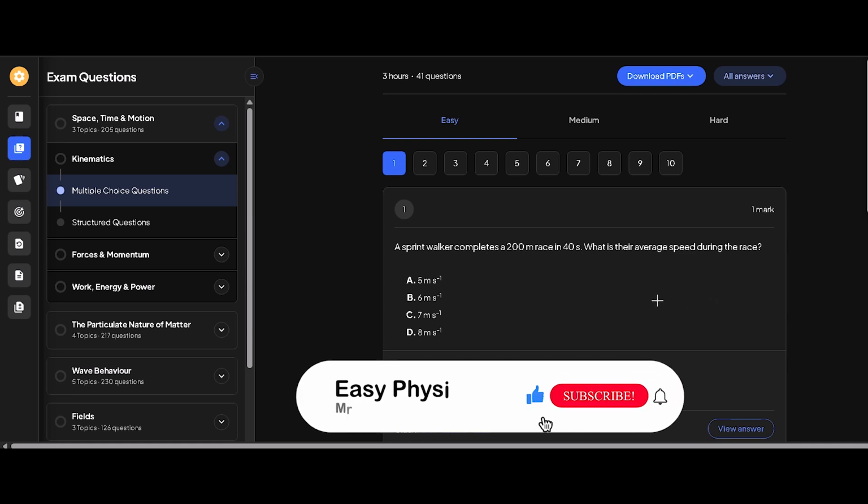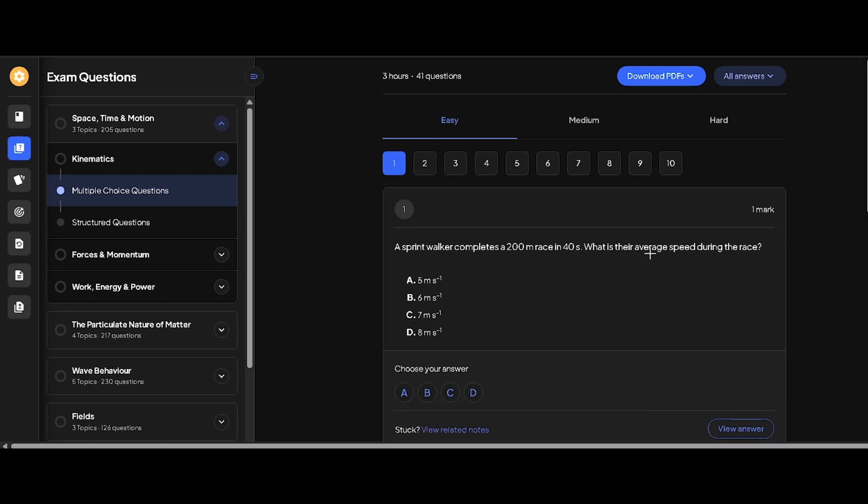So let's start with our first question. He's saying a sprint walker completes a 200-meter reach in 40 seconds. What is the average speed during the race? So here we are asking for the average speed. How to calculate the average speed? We have a formula for this.